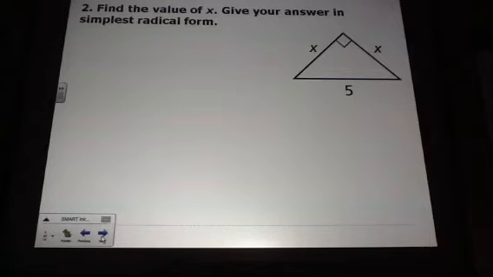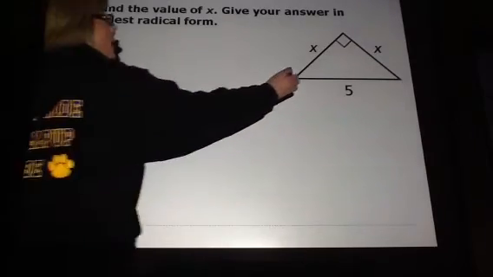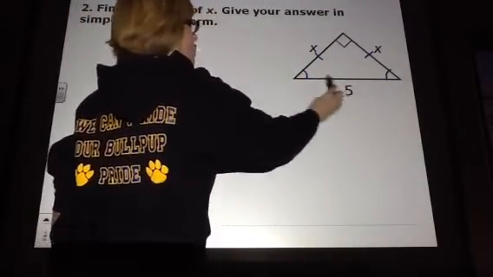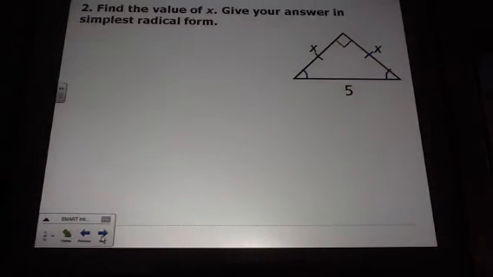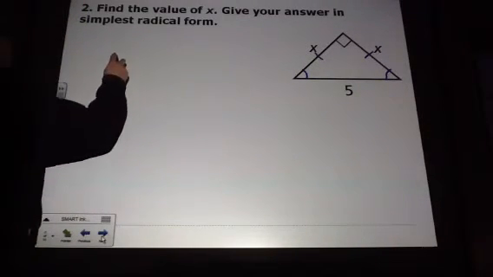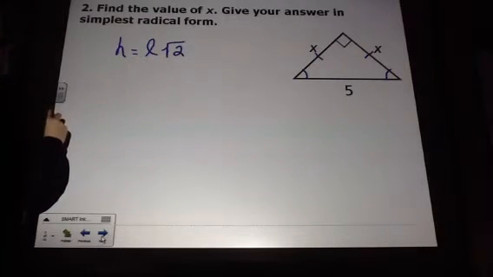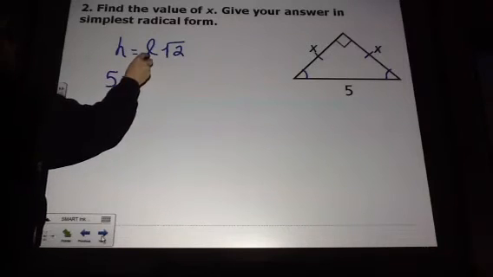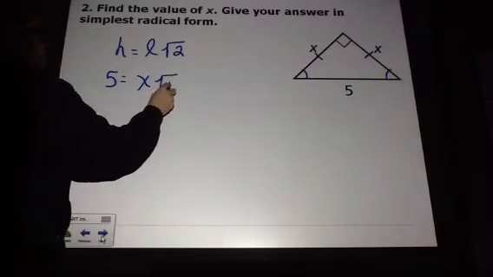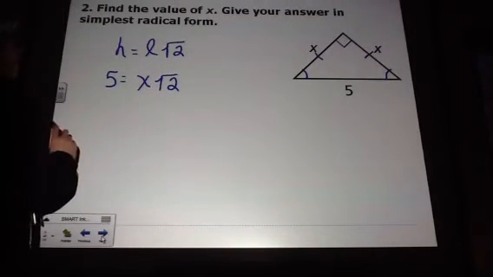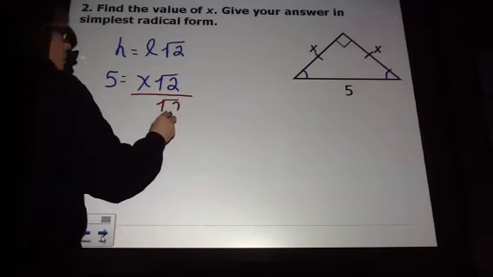Okay, on this one, we have the hypotenuse, but we don't have the leg measurements. However, we do have an isosceles triangle because these two legs are congruent, and because of your isosceles triangle theorem, you know these two angles are congruent, therefore they're 45 degrees. So we can use our 45, 45, 90, where our hypotenuse equals the length of the leg times square root of 2. The hypotenuse is given. The length of the leg is x times square root of 2. So we are trying to solve for x, isolate the variable x, so we need to divide by the square root of 2.